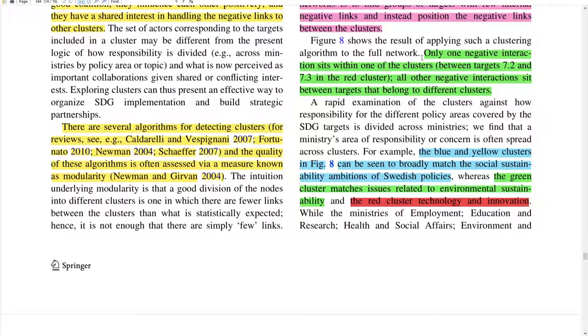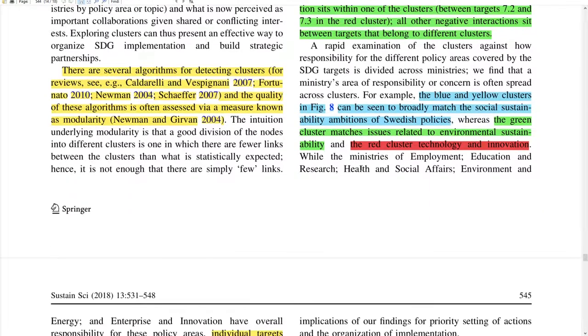So when they ran the algorithm and they came up with the clustering, that's what we're going to see in figure 8. All the clusters have only positive interactions within them. The only negative interaction that sits within one of the clusters is actually between targets 7.2 and 7.3 in the red cluster. All other negative interactions sit between targets that belong to different clusters.